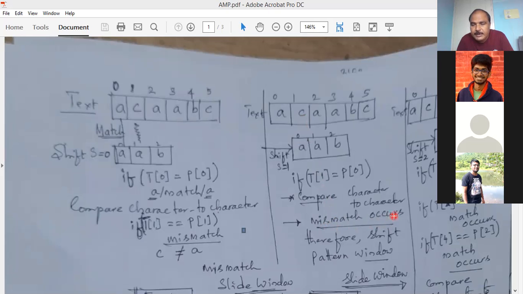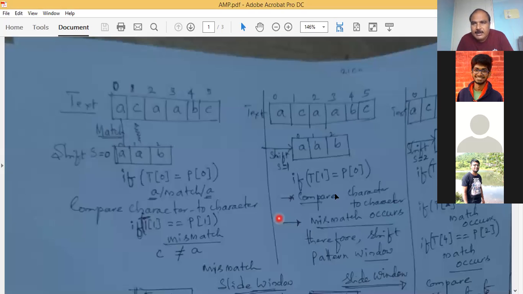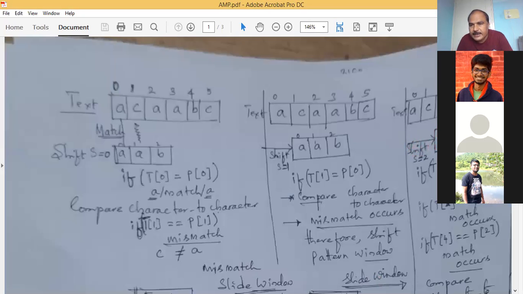When a mismatch occurs, we need to shift the pattern window towards the right by one position. So we slide the window towards the right by one position. Now we have shifted the window towards the right by two positions, so S equal to 2. Once you shift the window by two positions, we get this window.